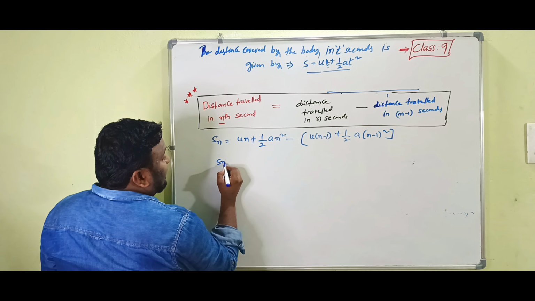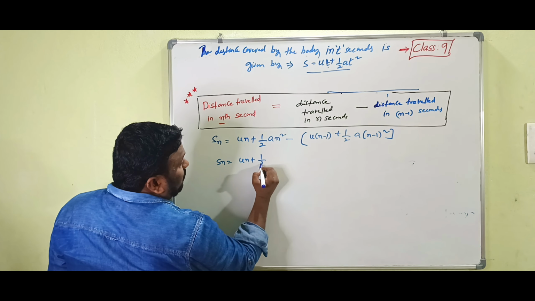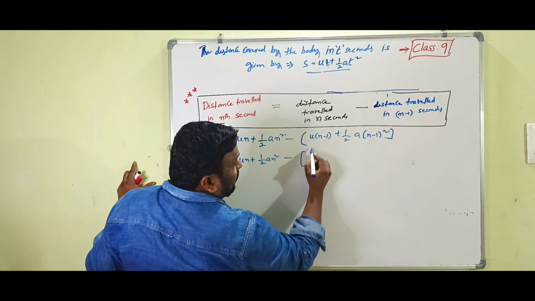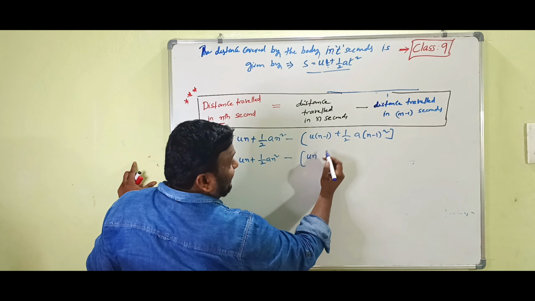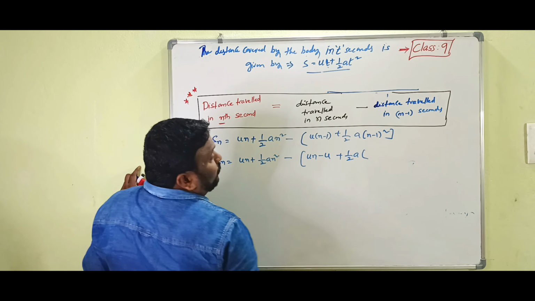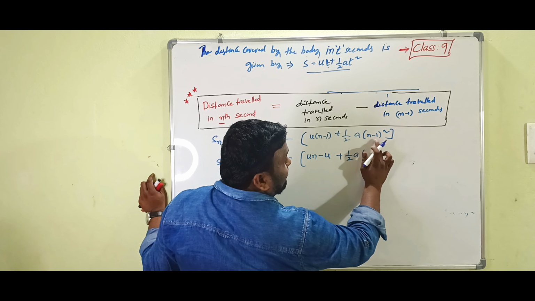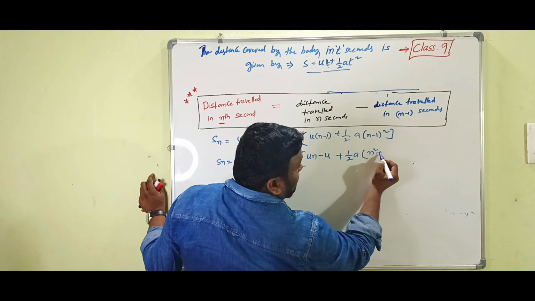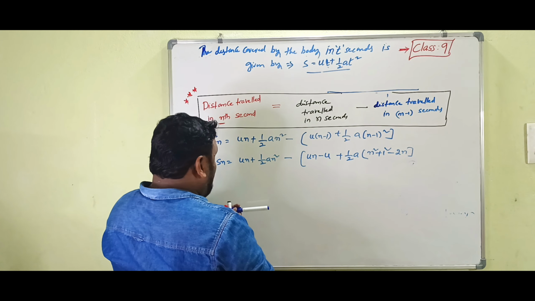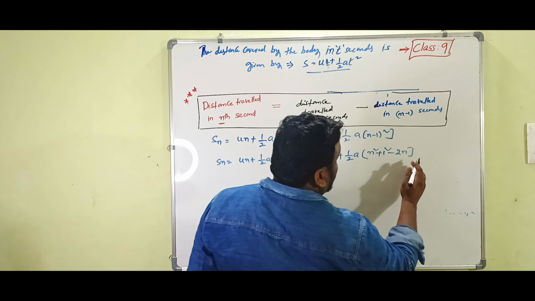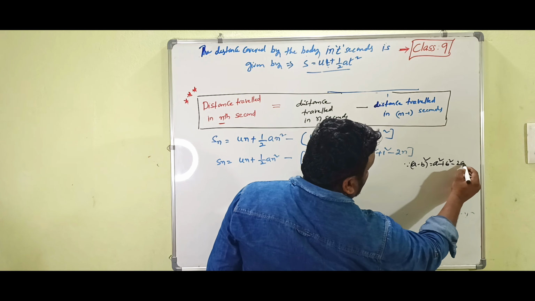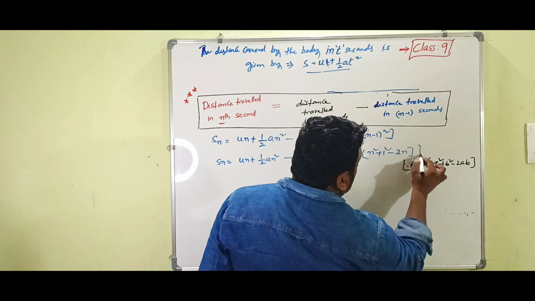So now what you have to write: Sn is equal to un plus half an square minus, here you have to multiply these two: u into n is un, u into -1 is minus u, plus half into a into, children, this is in the form of a minus b whole square. Then write n square plus 1 square minus 2n. Why? Because it is in the form of a minus b whole square, and a minus b whole square is a square plus b square minus 2ab. So we substitute the same here.